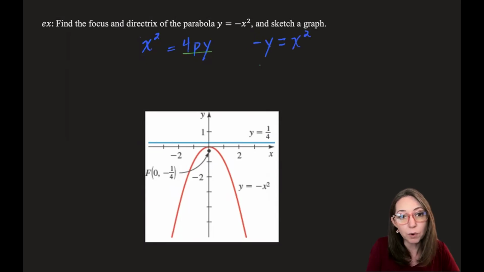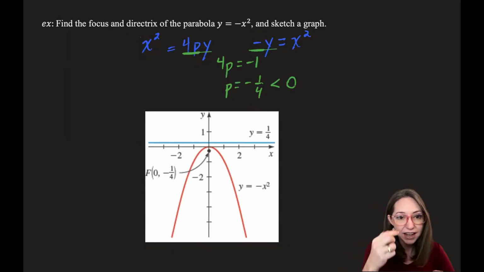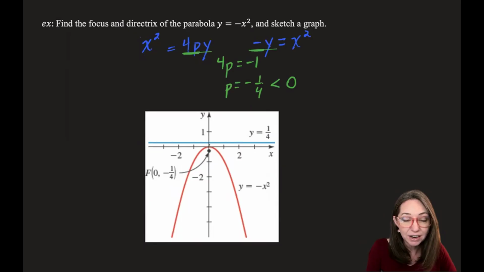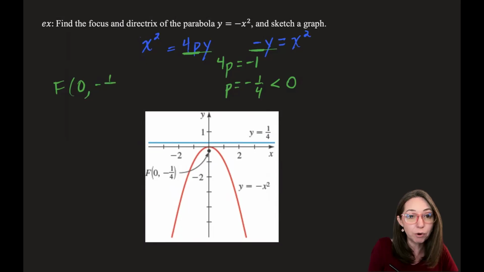So notice I have x squared equals 4py and x squared equals negative y. So we can set those coefficients of y equal. So 4p has to equal -1. And if we solve that for p, then we get that p is equal to -1/4, which is less than 0, or negative. So notice it is below the x-axis down here. The focus is, we still have the vertex at the origin, so the focus is at an x-coordinate of 0, and then down from there a distance of 1/4, so the coordinates of the focus are (0, -1/4).